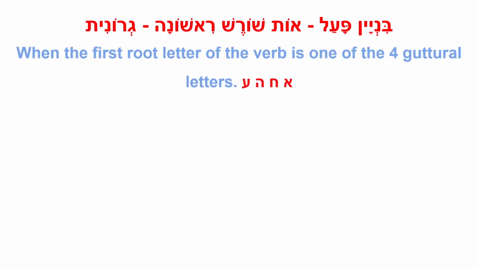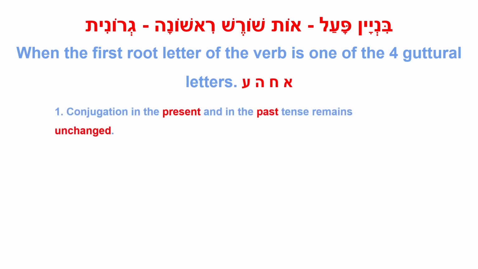So let's talk about what actually changed from the previous category with regular Paal verbs. When the first root letter of the verb is one of the four guttural letters, Aleph, Chet, Hey, or Ein, the conjugation in the present and in the past tense remains unchanged, and the infinitive of the verb changes.